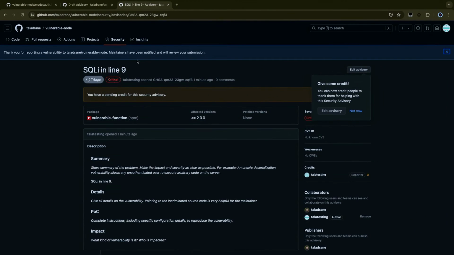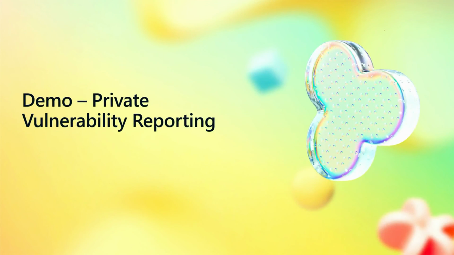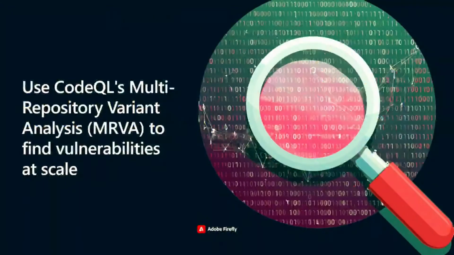I will switch back over here very briefly. So multi-repository variant analysis is a really, really cool feature and a really cool tool. While Copilot can maybe help you find vulnerabilities as you're developing them, and features like PVR can help you learn about vulnerabilities once they're already in production, multi-variant, sorry, so many acronyms.